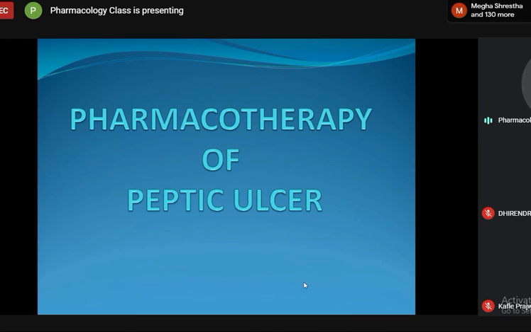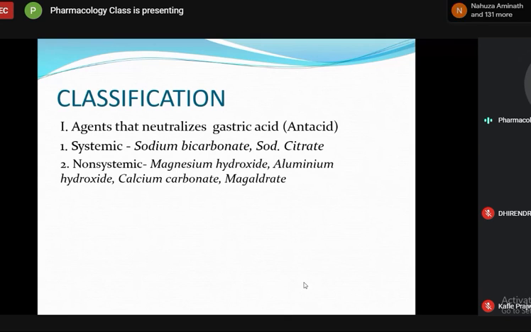If not treated, this peptic ulcer can lead to hemorrhage, then perforation, peritonitis, and even malignant conditions. So we must treat the peptic ulcer on time. Drugs for peptic ulcer are divided into drugs that neutralize the gastric acid, drugs that reduce gastric acid secretion, and also protective agents. These are the main drugs for peptic ulcer.